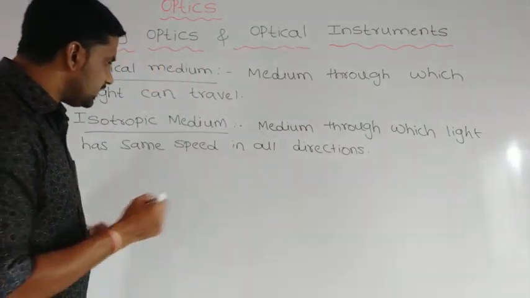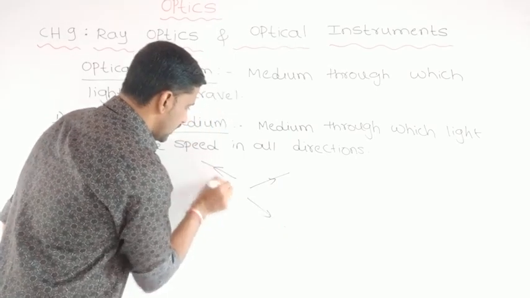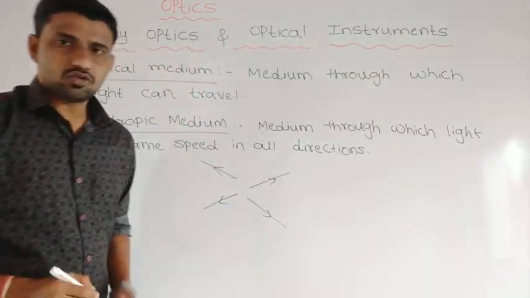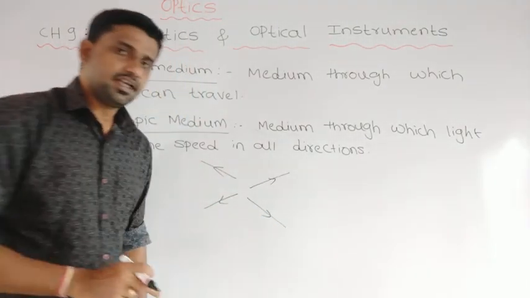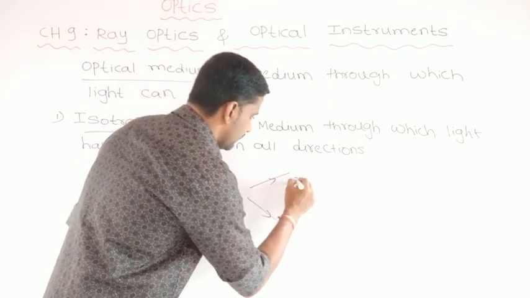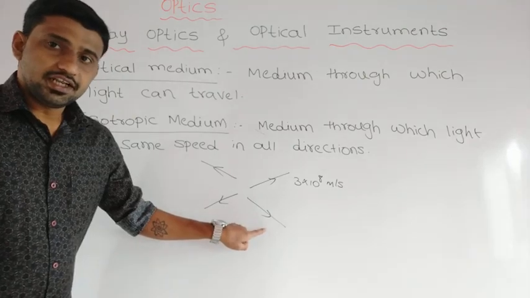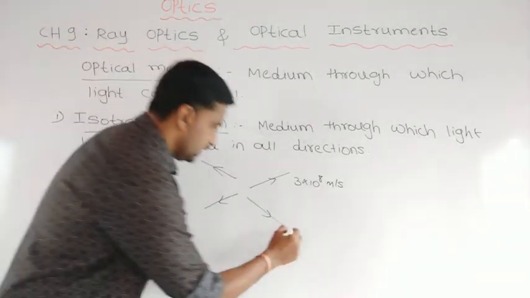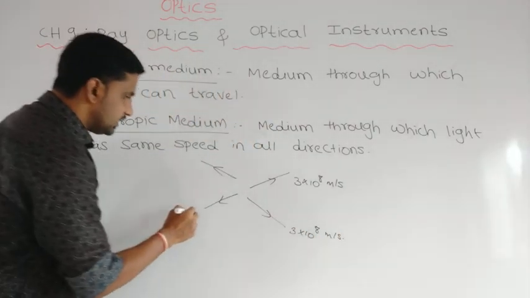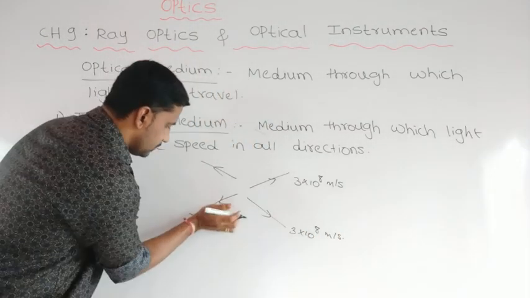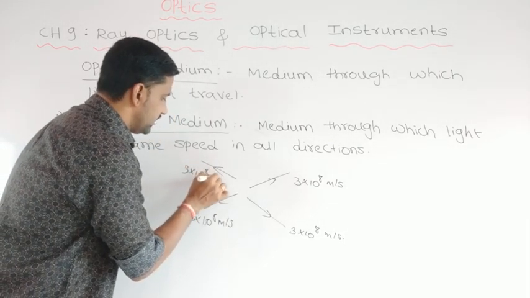That means if I take rays of light, here if you observe, I am considering 4 rays of light. Assume that the speed of the first ray of light is 3 into 10 to the power 8 meter per second, and in the case of the second ray also, it has 3 into 10 to the power 8 meter per second. Similarly, the third ray also has 3 into 10 to the power 8 meter per second, and the fourth also 3 into 10 to the power 8 meter per second.